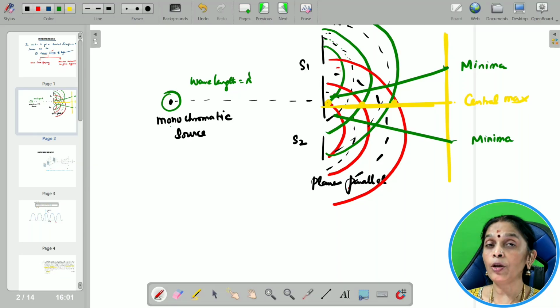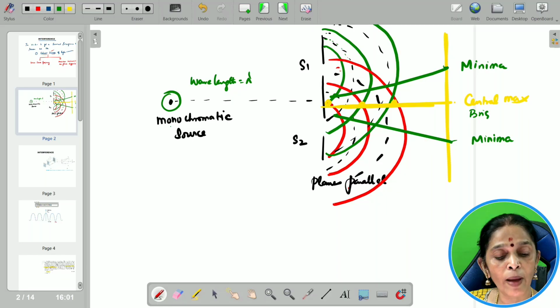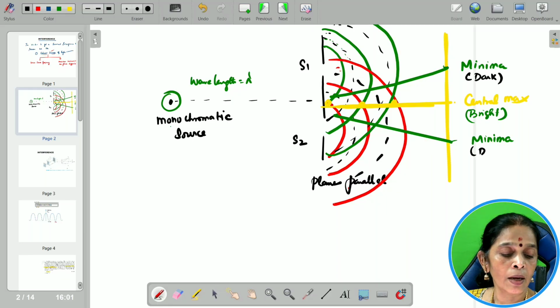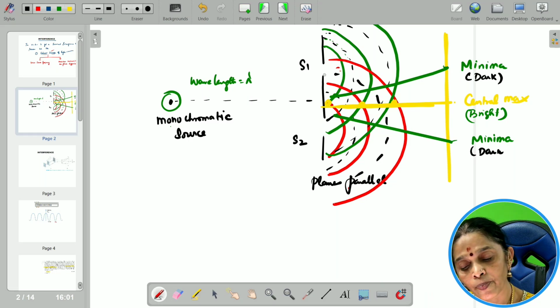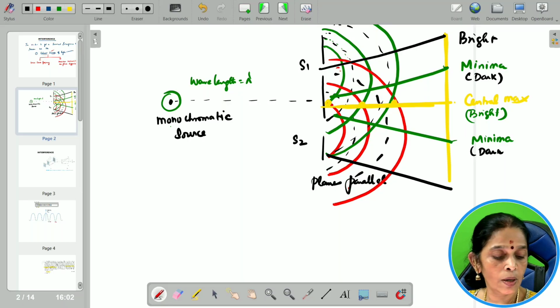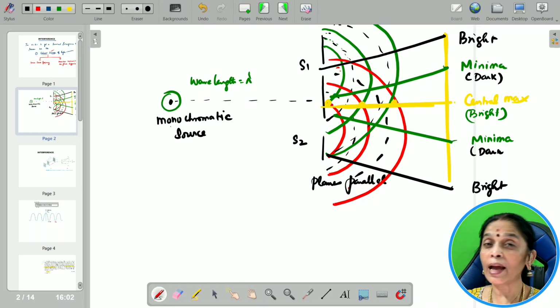On the screen, alternate dark and bright bands are produced. Maxima is called the bright band, and minima is called the dark band. Here you will get a bright band. Likewise, alternate bright and dark bands will be produced continuously on the screen. This kind of superposition of two waves arising from coherent sources of light is called interference.